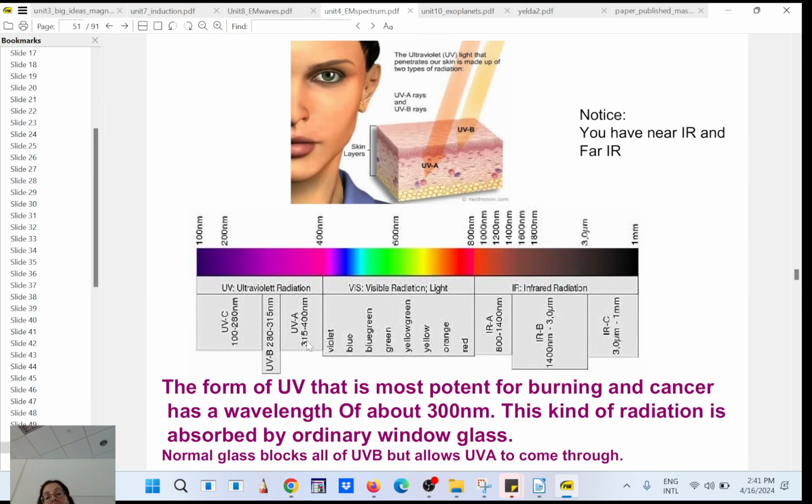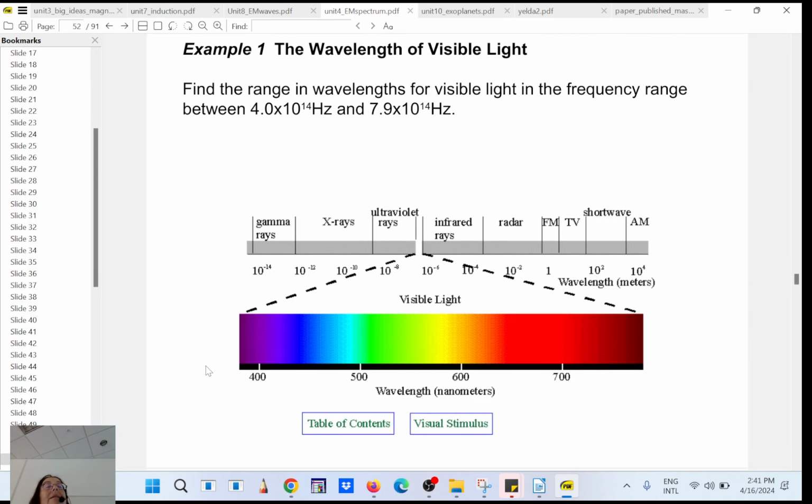Okay, so you see you have what we call near UV. Okay, it has a larger wavelength. UVC, most of it, I think all of it will be stopped by the atmosphere, and UVB, that's the bad guy. Okay, and it doesn't have the same penetration. Okay, is that clear? Okay, so then you have the visible light.